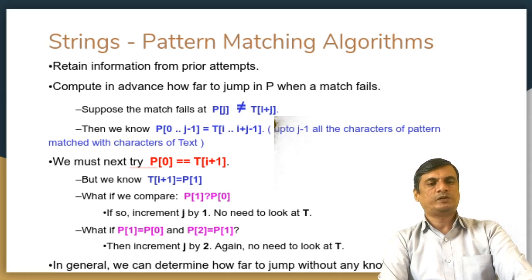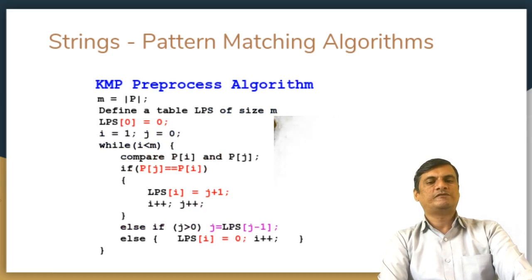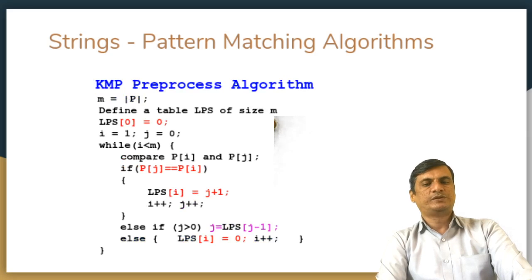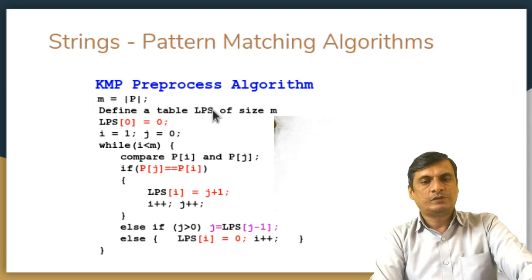To understand that, the KMP algorithm is defined with two procedures. One is the KMP pre-processing algorithm, and the other is the KMP algorithm, where you try to match. Before concluding with the KMP algorithm, we first discuss how the KMP pre-processing is done. We are going to define a table of size M. M is the size of the pattern. So LPS will be of size M.